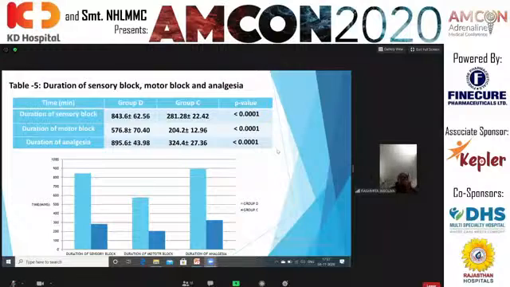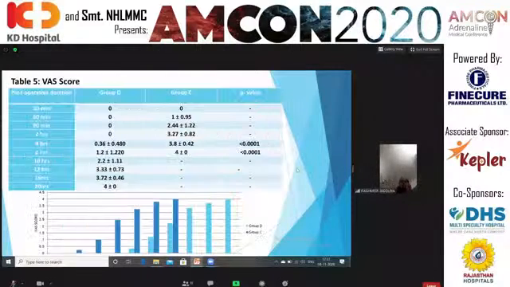Next slide, please. This is the VAS score. It clearly shows that a lower VAS score is suggestive of less pain. So in the light color, group D, where we used dexamethasone, the VAS score is less, even after 20 hours. It is clearly seen from the data and table also.